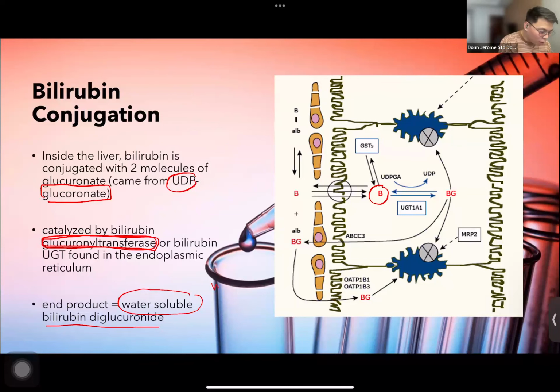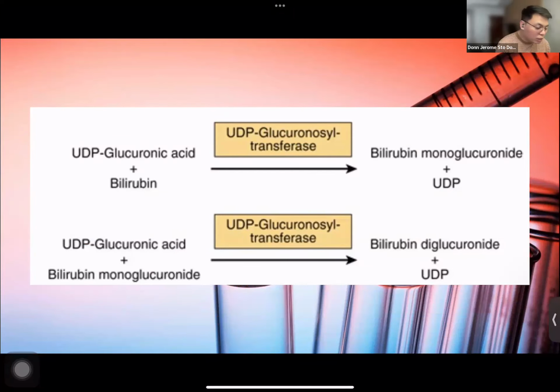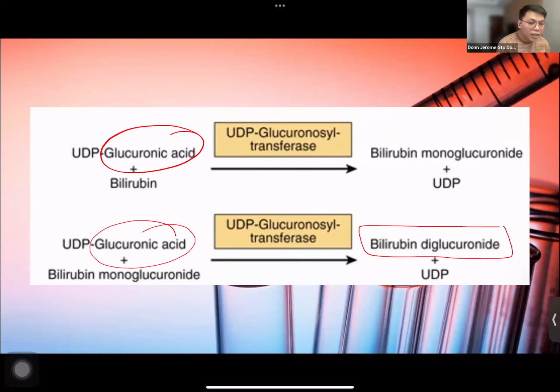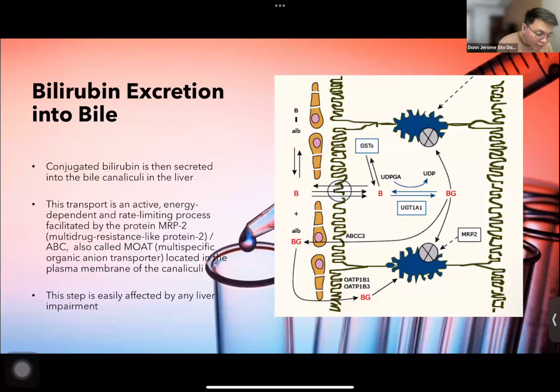Marami siyang name. Water-soluble, lipid-insoluble, B2, conjugated bilirubin, or direct bilirubin. Pare-parehas lang po. Alright? So this picture just shows you that we need 2 molecules of glucuronic acid to form your bilirubin diglucuronide using the enzyme UDP glucuronosyl or glucuronyl transferase. Okay? Now, meron na tayong bilirubin diglucuronide here. So what is the fate of your bilirubin diglucuronide?